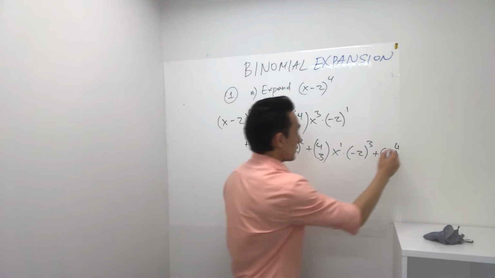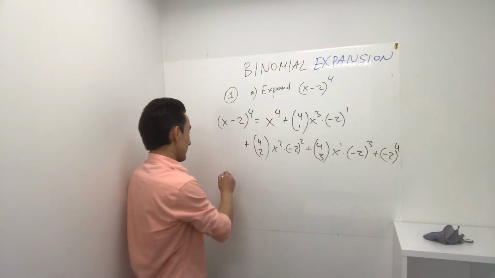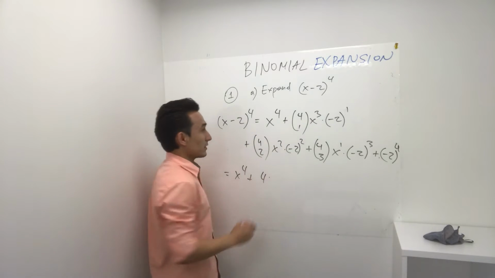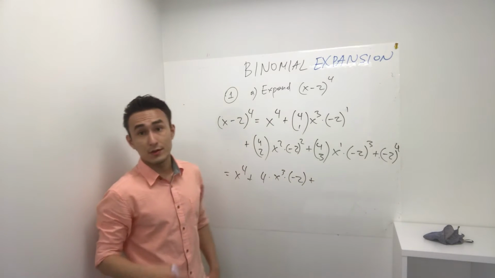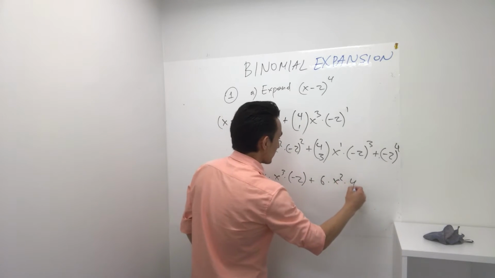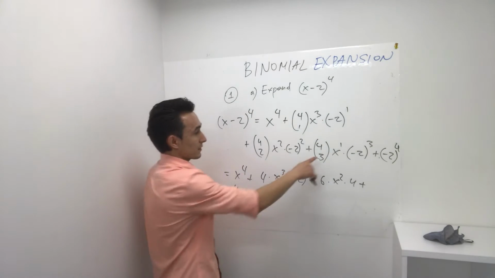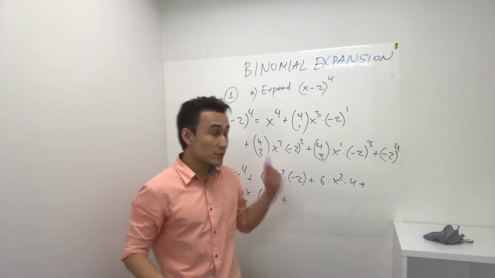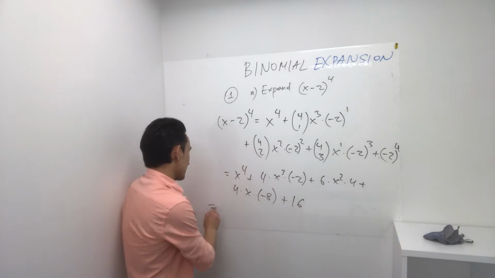So the first term and the last term are pretty simple. Okay, so let's simplify this. x to the 4 plus 4 choose 1, using a calculator, you'll find the value is 4, times x cubed times negative 2, plus 4 choose 2, you'll find that it's 6 times x squared times 4, plus 4 choose 3, it's 4, plus 4 times x times negative 8, and then the last term, negative 2 to the power of 4 is 16.